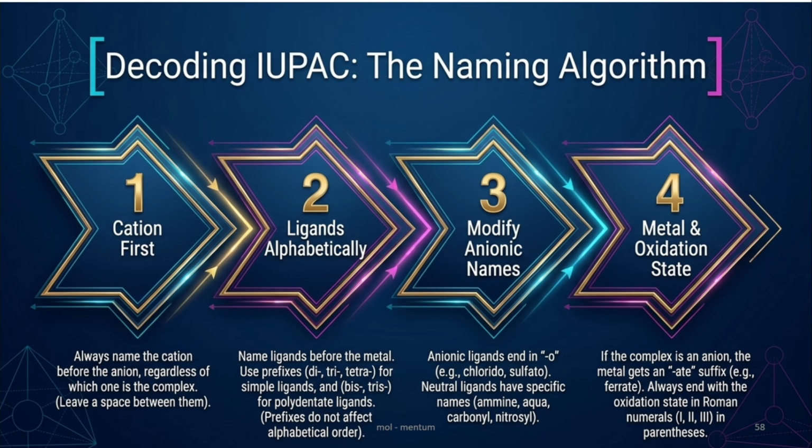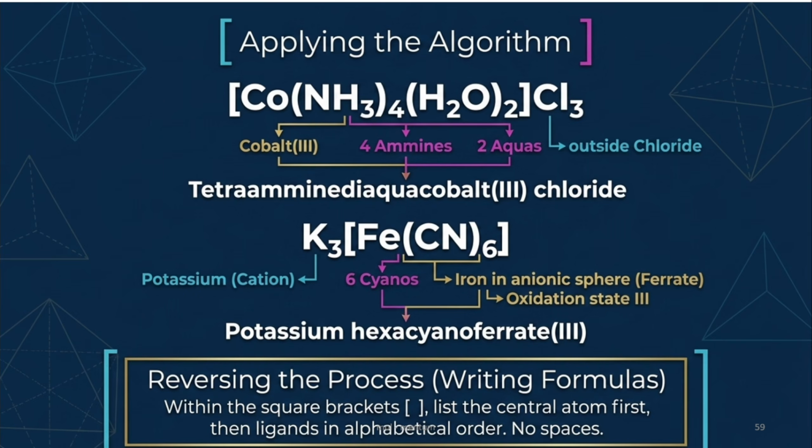So cation first, then ligand, then you have to modify the anionic name. For anionic ligands, the name must end with o, like chlorido, sulfato, and for neutral ligands there should be no change, like amine, aqua, carbonyl, nitrosyl. Then this is the important part, metal and oxidation state. When the complex is negative, or it is an anion, then the name of the metal must end with ate, like cobaltate, chromate, cuprate, etc. And the oxidation state should be written in Roman numerals.